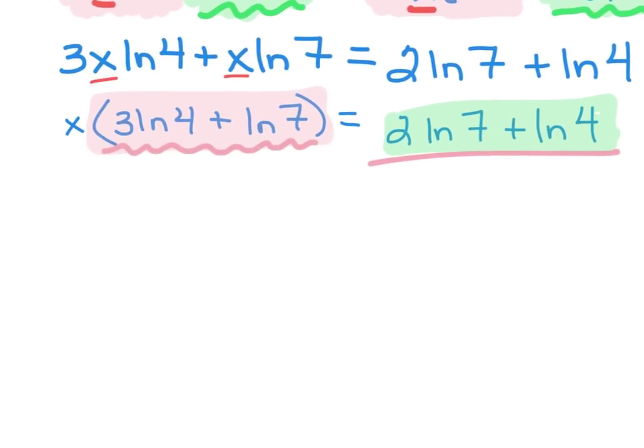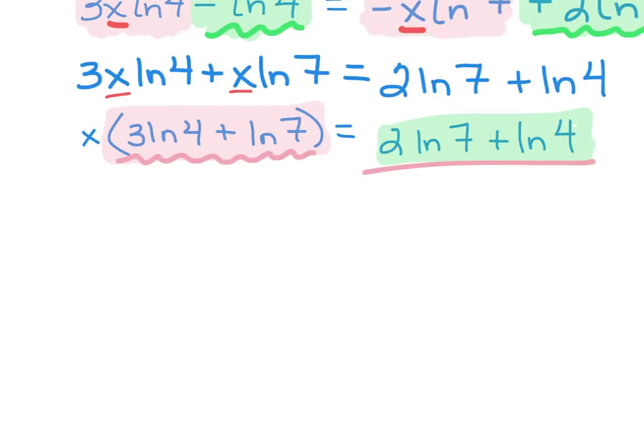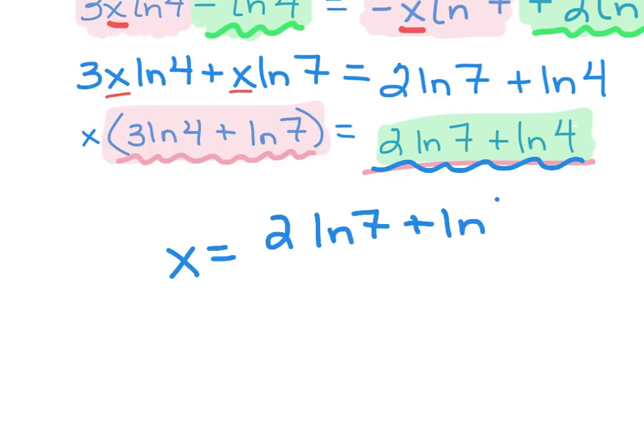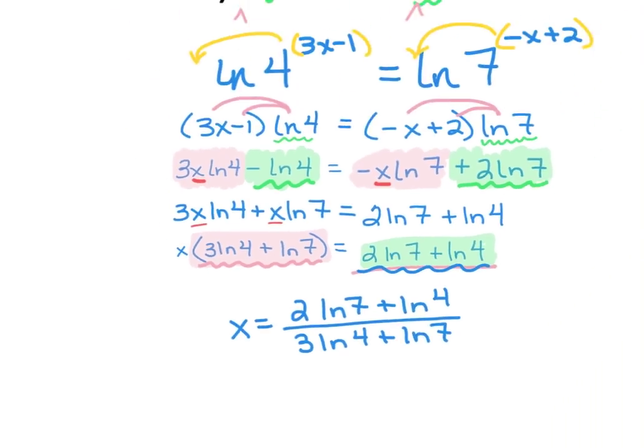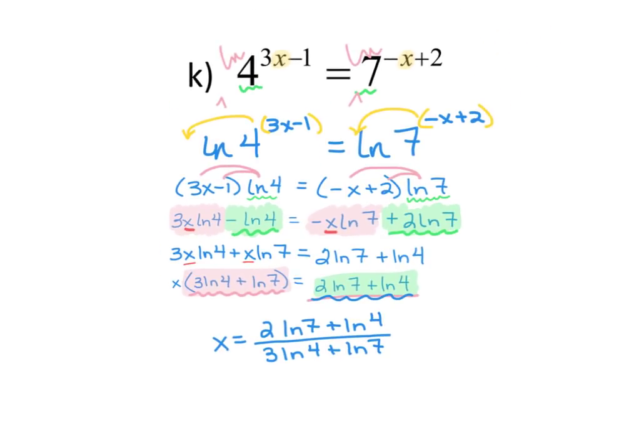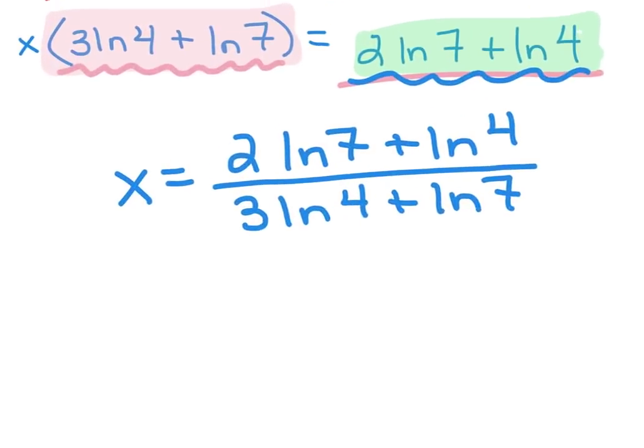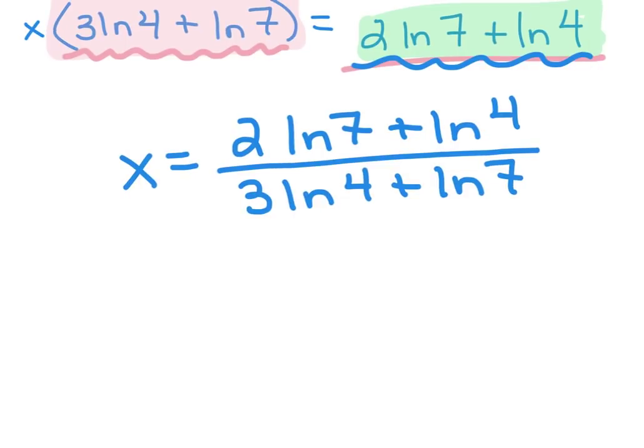So I'm going to rewrite this in the way that I'm going to type it into the calculator. So x is equal to, I'm going to start with this side because that'll be my numerator, 2 times ln of 7 plus ln of 4 all over 3 ln of 4 plus ln of 7. Now, when I type that into my calculator, what I'm going to do is use my alpha y equals enter to get the fraction, and then type in the numerator and denominator.